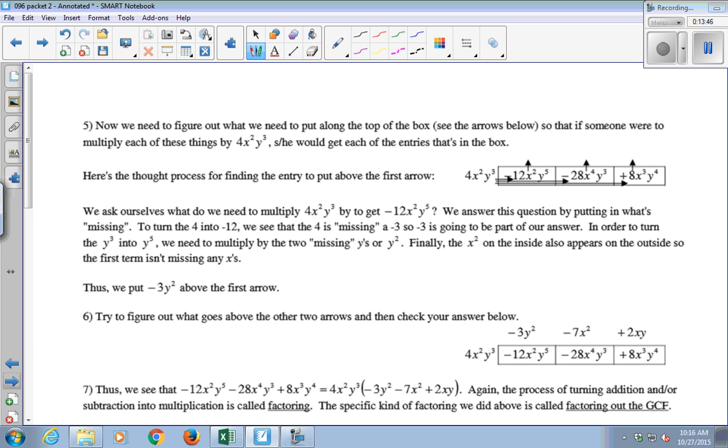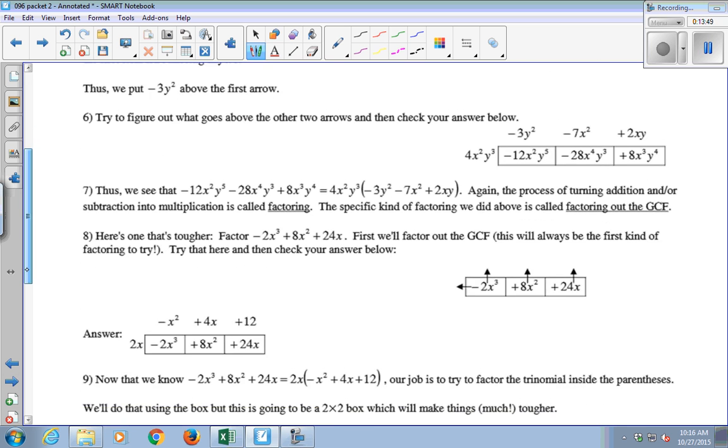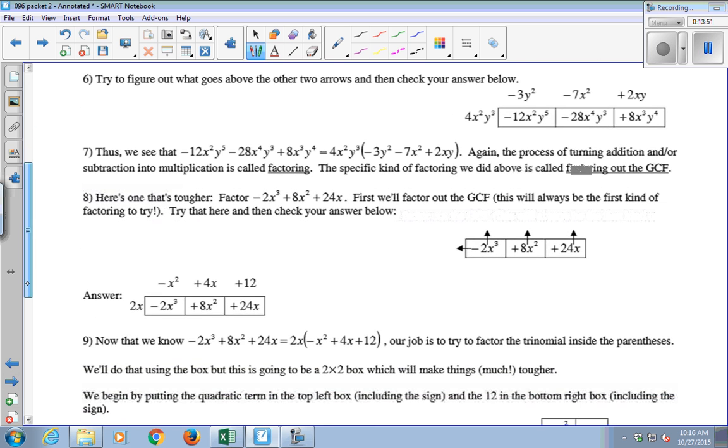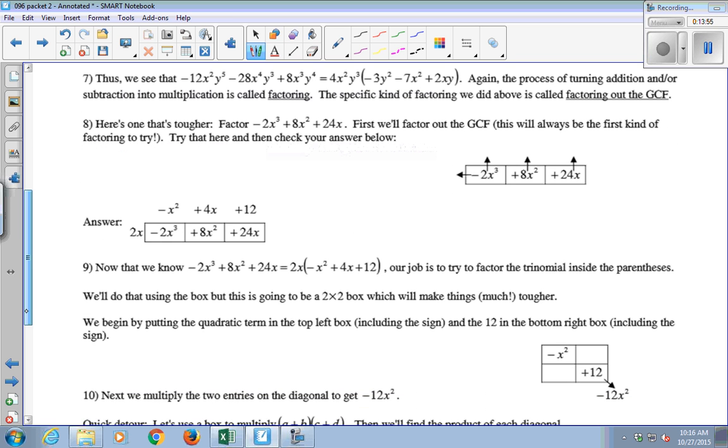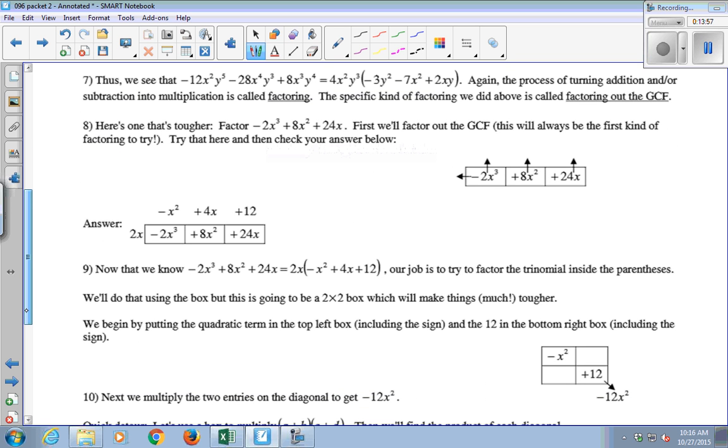All right, so that's what we just went through. We did all this already. Okay, so one more time. The process of turning addition and or subtraction into multiplication is called factoring. Rewriting a problem as a multiplication problem is called factoring. So we just did one special kind of factoring called factoring out the GCF.